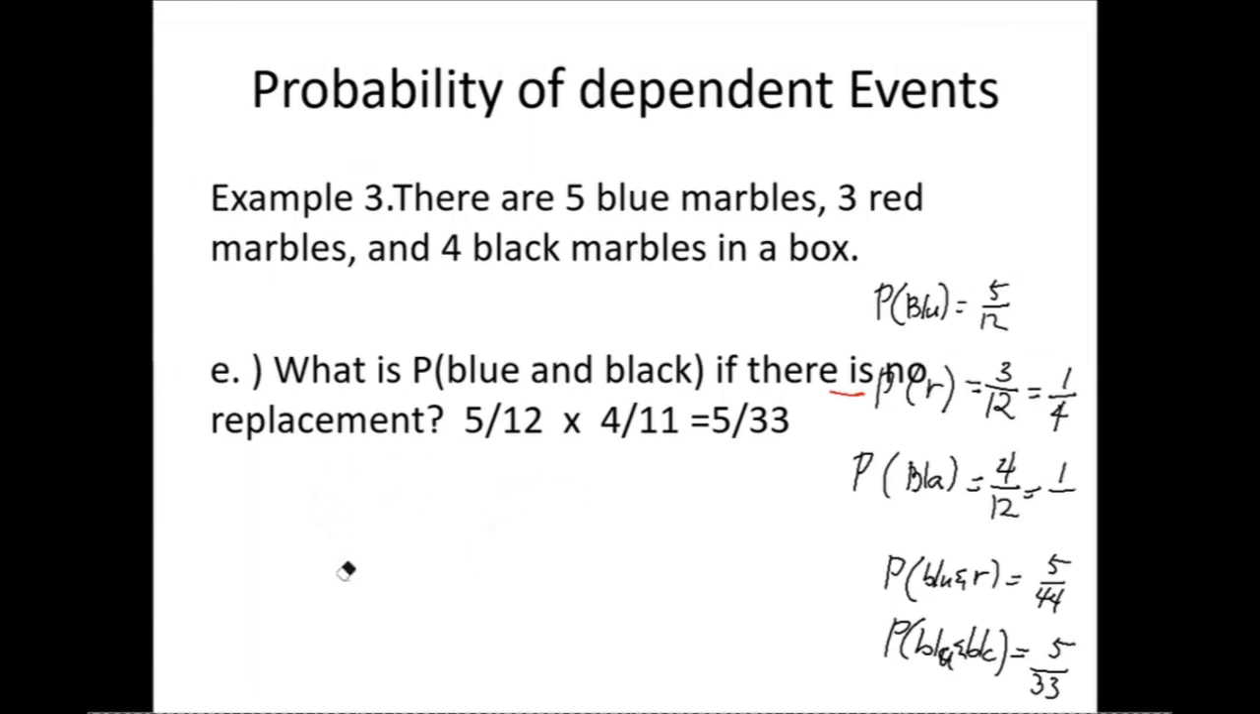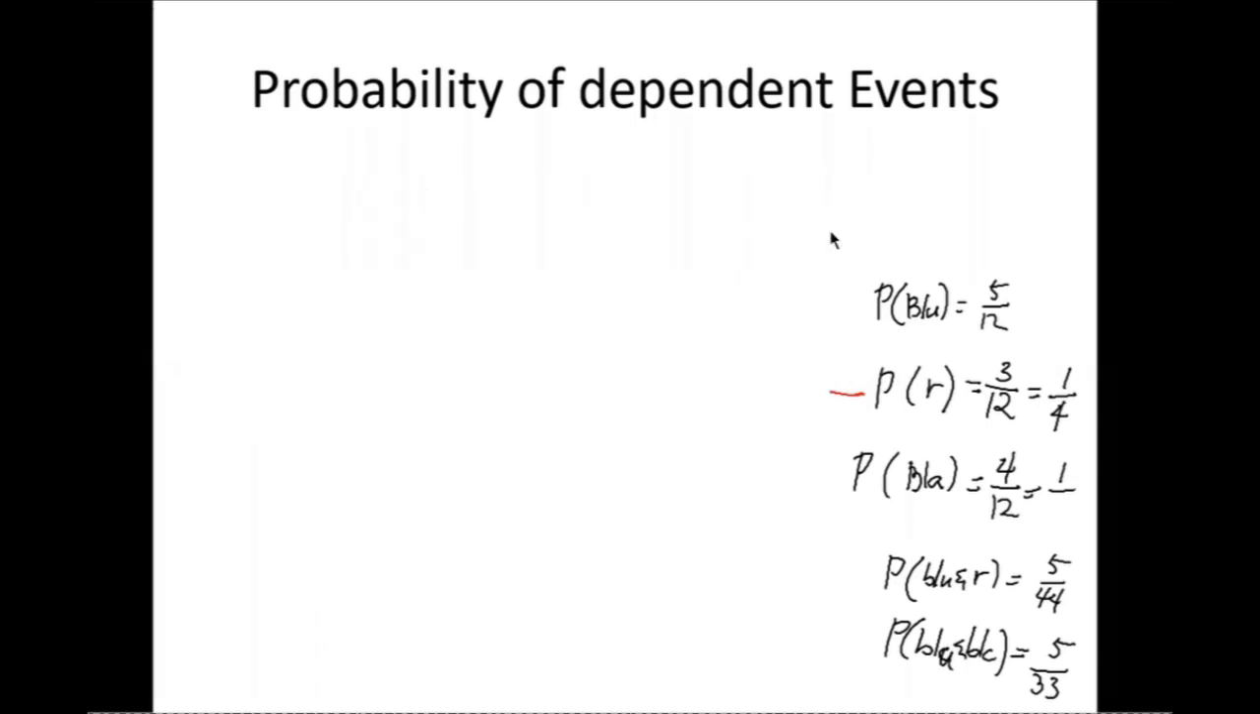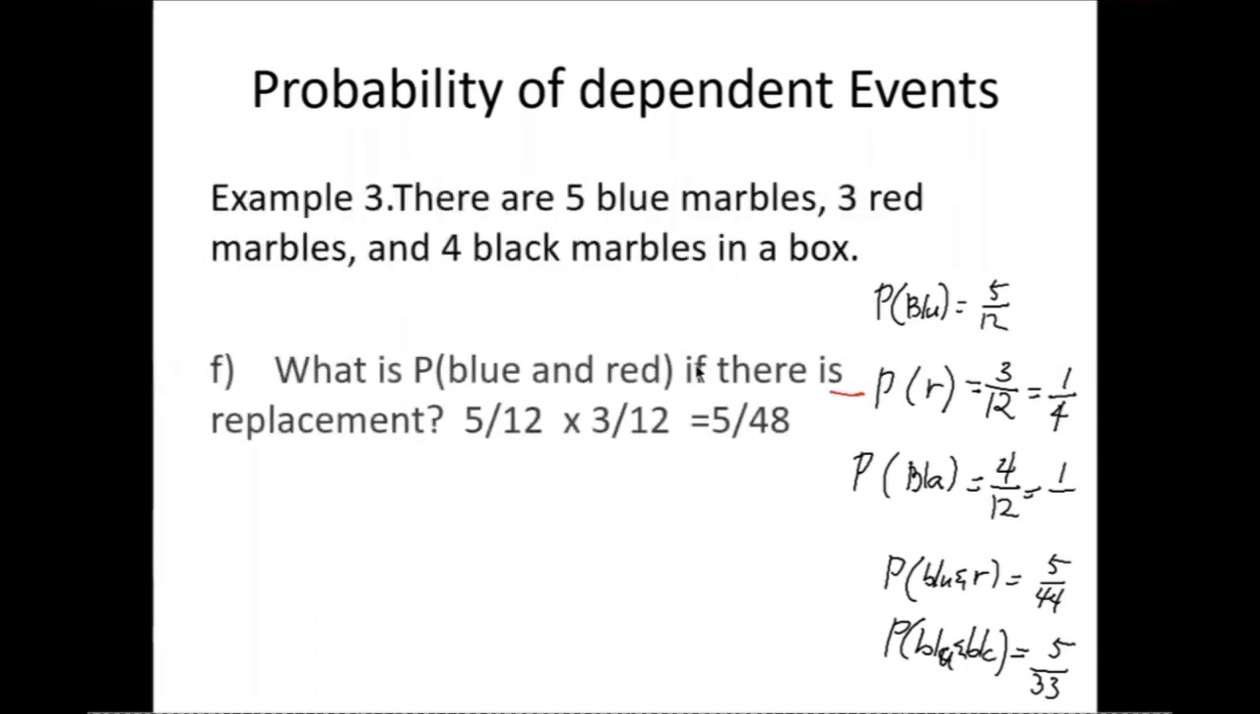Okay, so next. What is the probability of blue and red if there is replacement? Ang sagot natin doon ay 5 over 12 times 3 over 12. 5 for blue and 3 for red. And yung denominator natin the same as 12 kasi ang statement there is replacement.